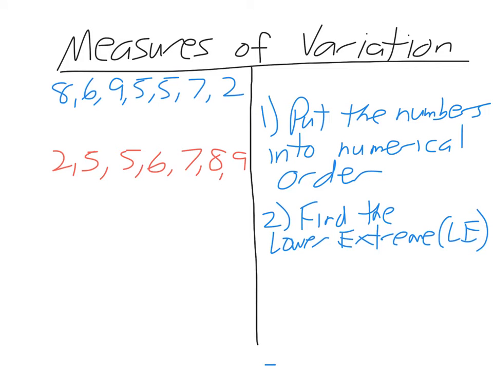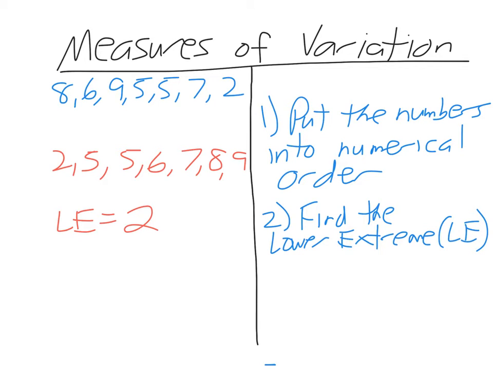Now we're going to look for a new term, called the lower extreme. I'm going to be throwing a lot of new words at you, and they're abbreviations. So I'm going to find the lower extreme, or the LE. And honestly, folks, the lower extreme is nothing more than the smallest number on the list. If you were looking for the lower extreme of our set of numbers here, what would it be? You're right. The lower extreme would be 2.